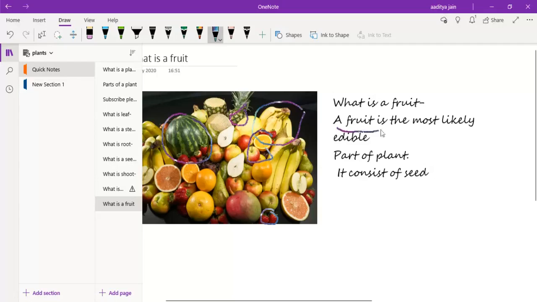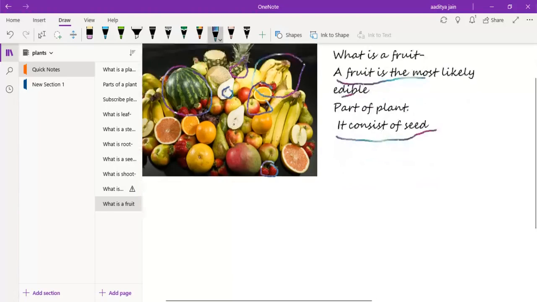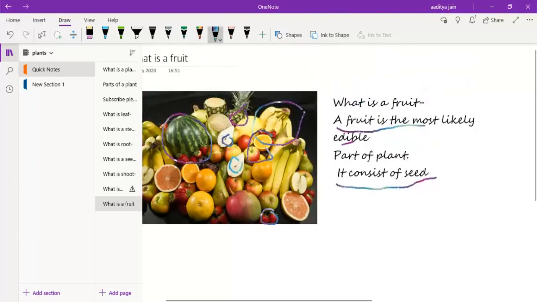Fruits are the edible part of the plant. They are formed when flowers change their appearance. Flowers form into fruits. They mainly consist of seed and the pulp. See, all the fruits consist of a seed, here also, and these fruits consist of seed only.